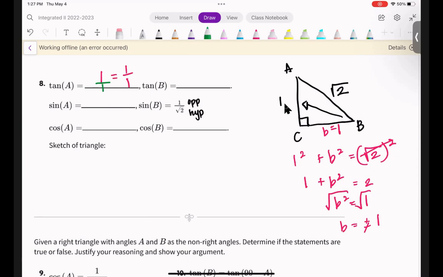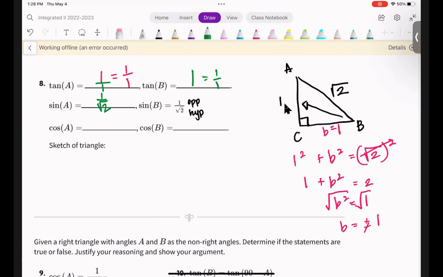The tangent of B. Very good. It's still TOA, so it's 1 over 1. I'm just going to do 1. Okay. All right. What's the sine of A? Yeah, 1 over square root of 2. Miss Johnson, it's the same as the sine of B. Oh, that's weird. I wonder if that's a coincidence, or is that a fact?